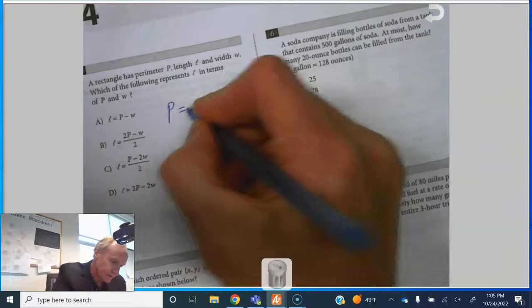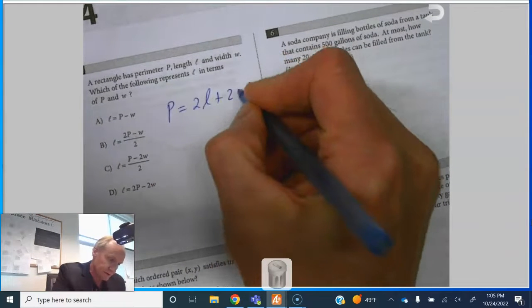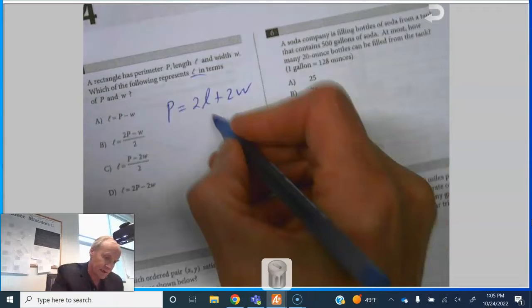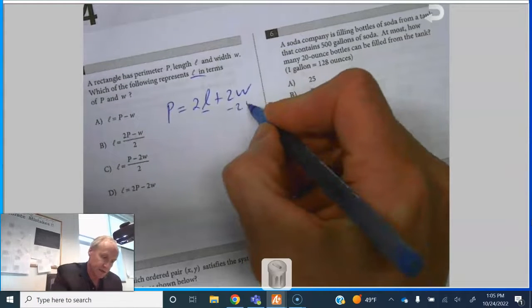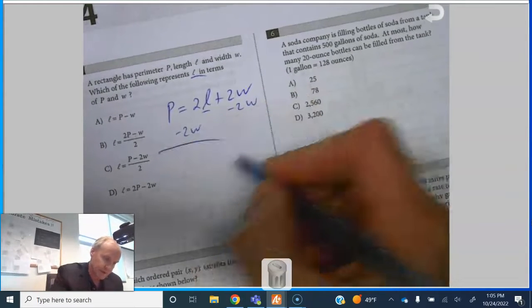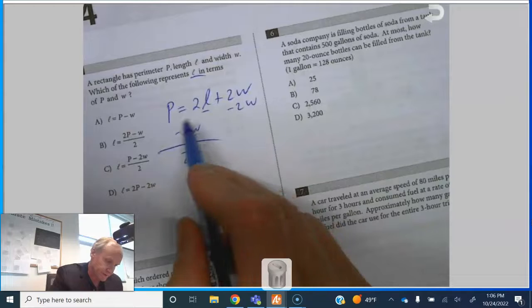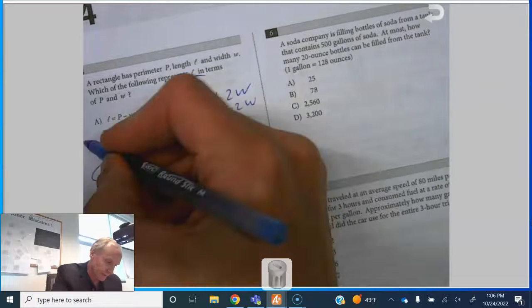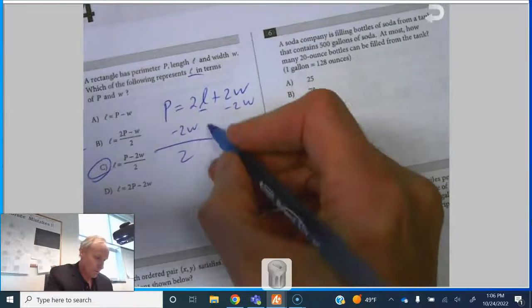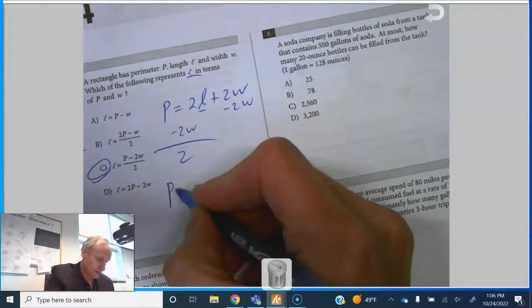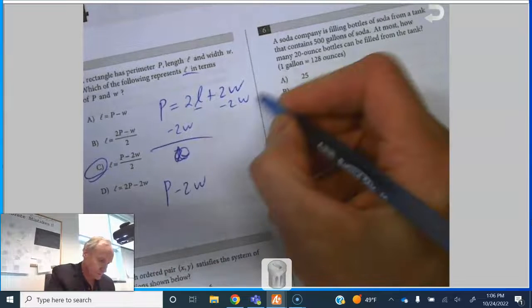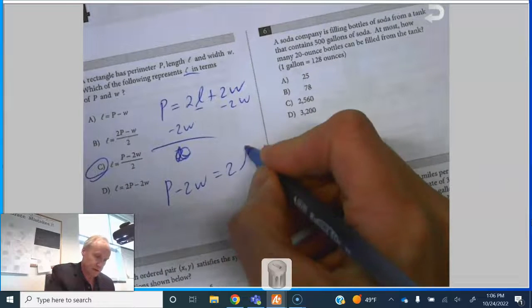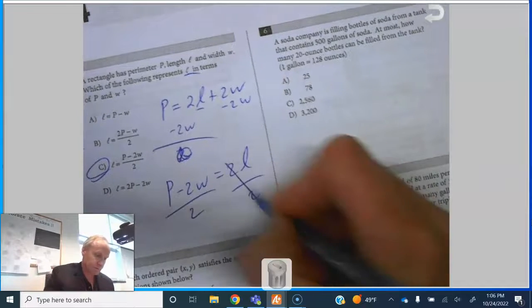Rectangle P equals 2L plus 2W, and we want to solve for L. So we're going to subtract 2W and divide by 2. P minus 2W over 2. I guess I should show it to you. P minus 2W is equal to 2L, and then we're going to divide by 2.